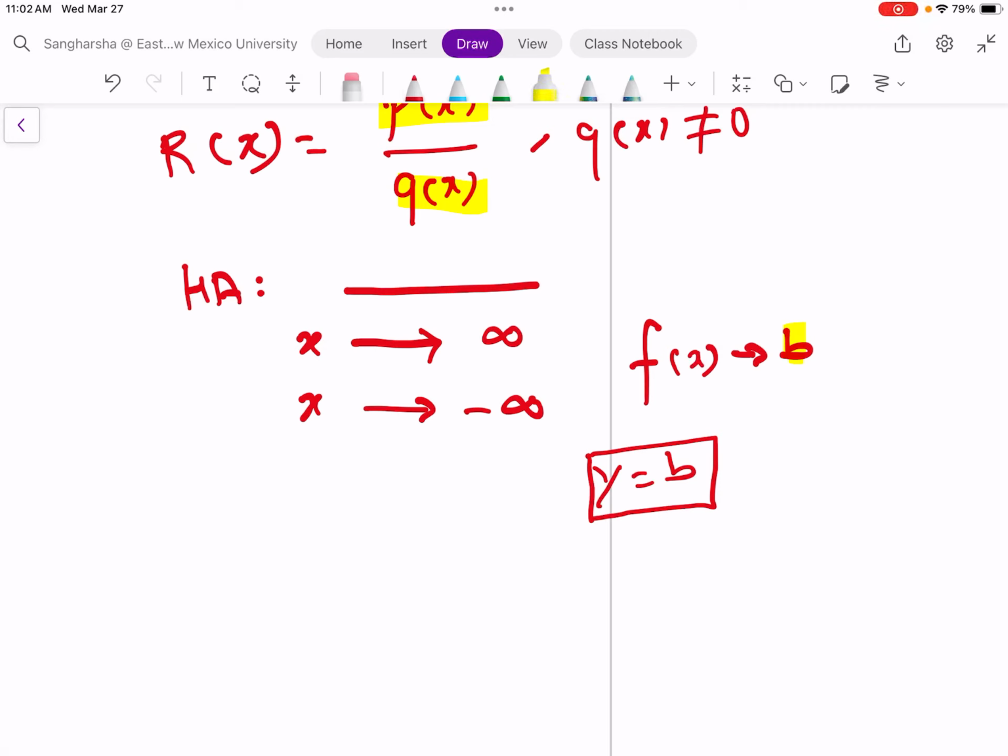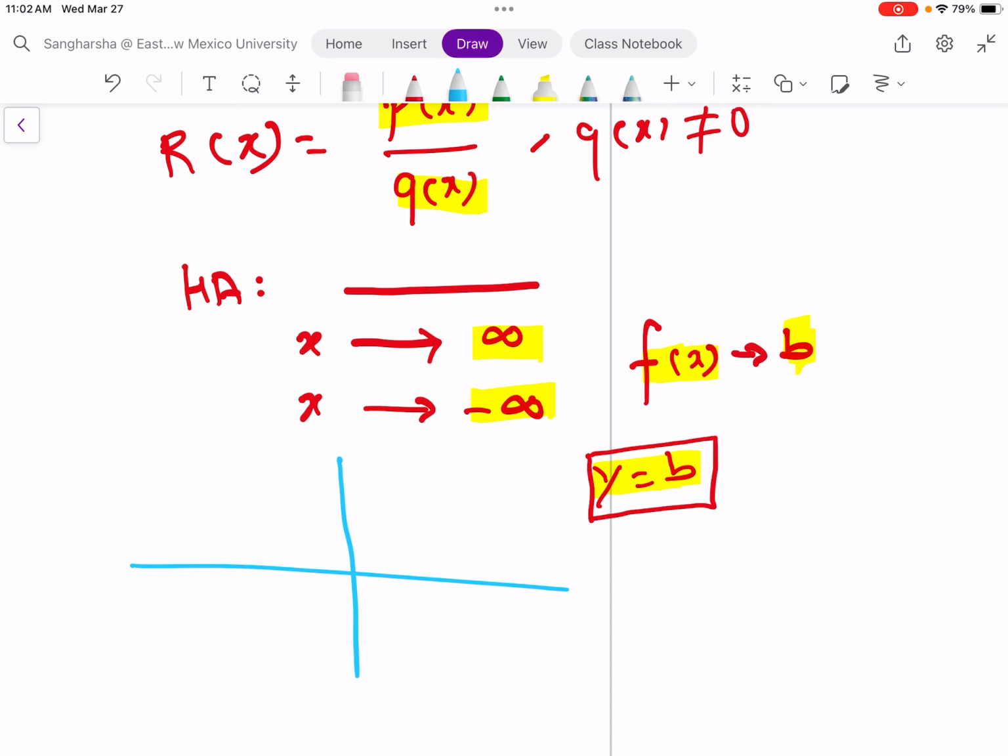So you take your input, very large input or very small input, and if your output f of x approaches some number b, then y equals b is a horizontal asymptote. Y equals that number is a horizontal asymptote. It is a horizontal line.